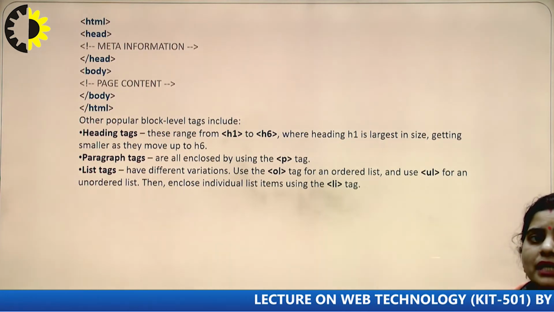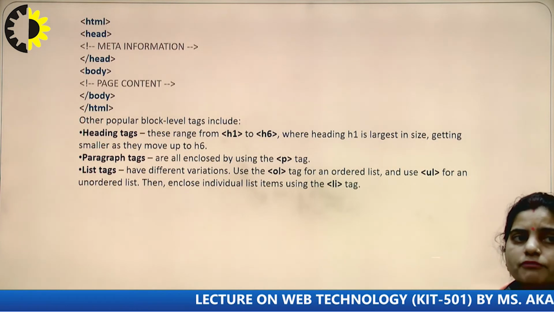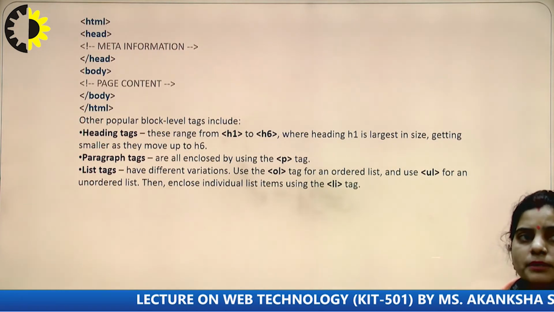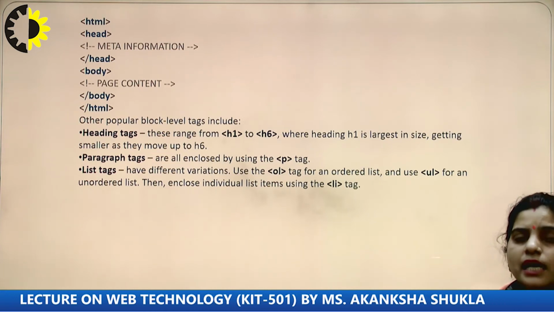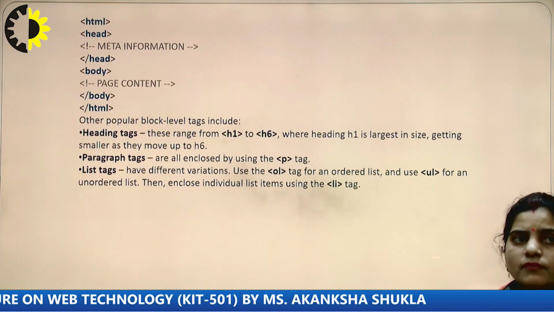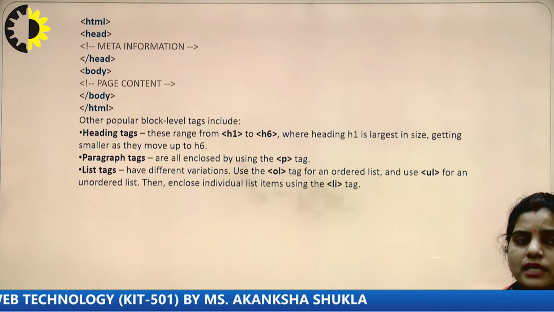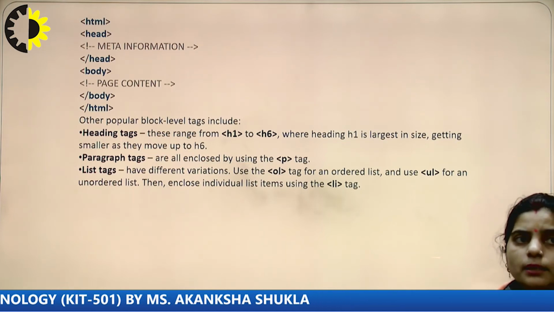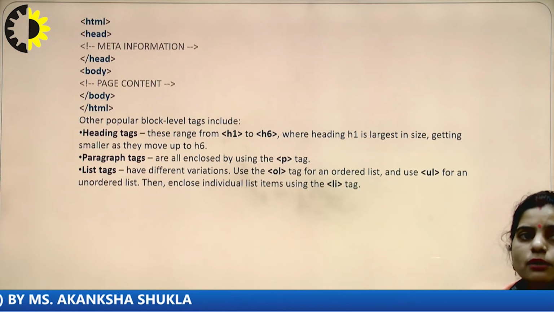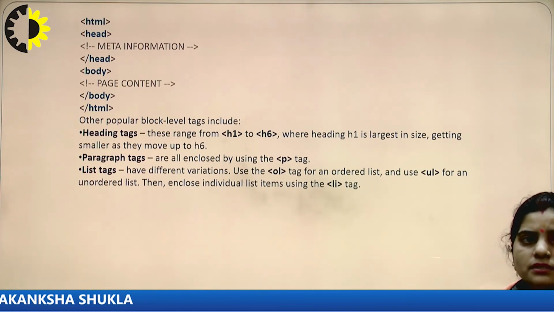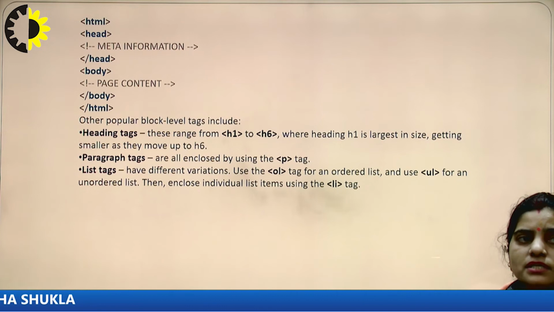Other block level tags include the heading tags, paragraph tags and the list tags. Basically the heading tags range from H1 to H6. H1 is the largest size, and they get smaller as they move up to H6. The paragraph tag, indicated by the P tag, I had already discussed and also shown examples of. Now the last one is list tags.